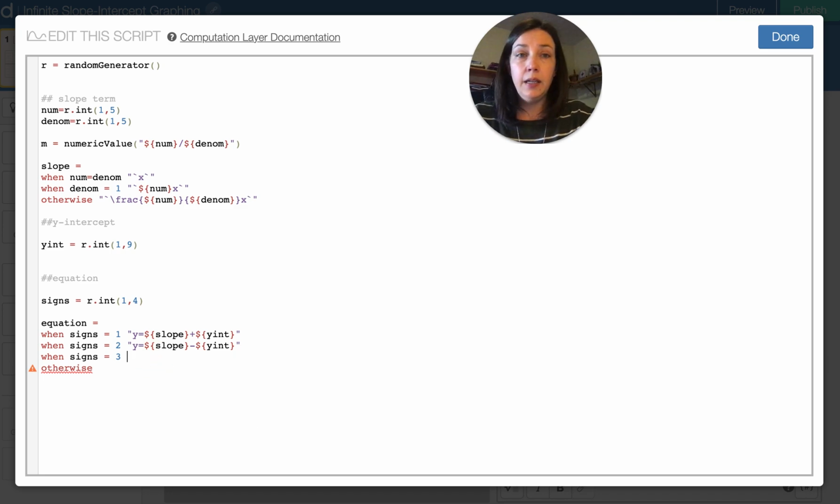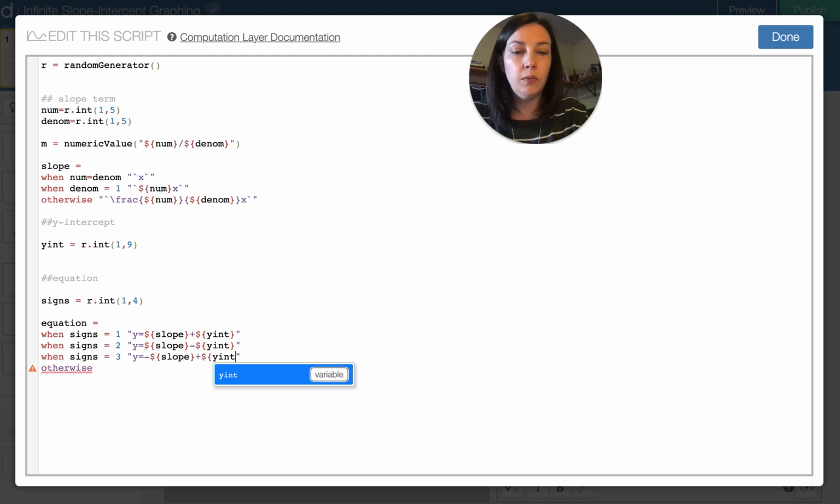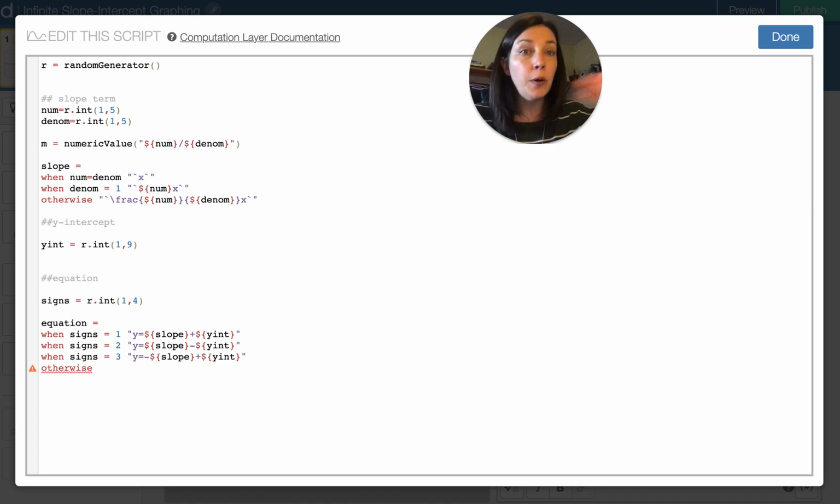Option 3 is where the slope is negative and the y-intercept is positive. So y equals negative m times x plus b. And then my last option would be where they're both negative. So y equals negative m x minus b, the y-intercept.